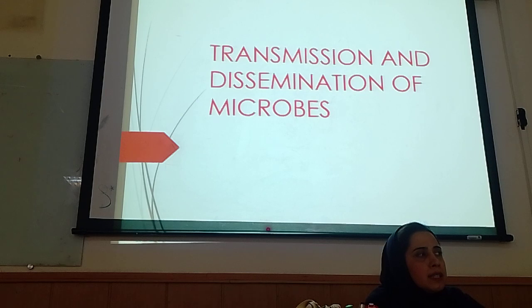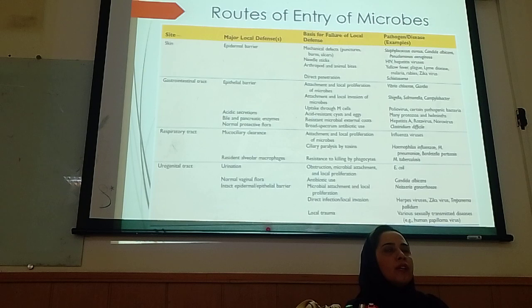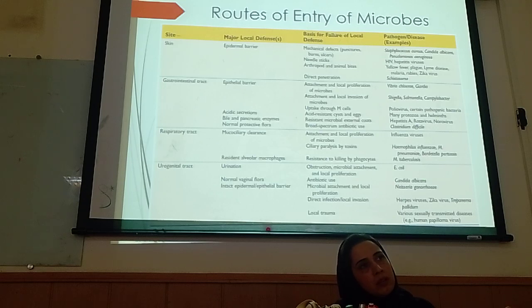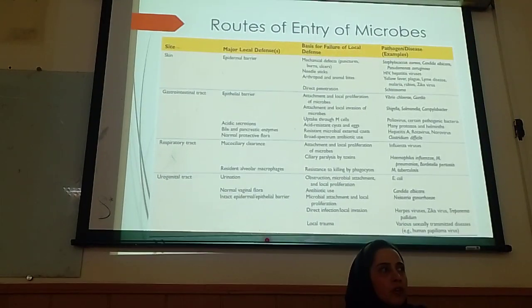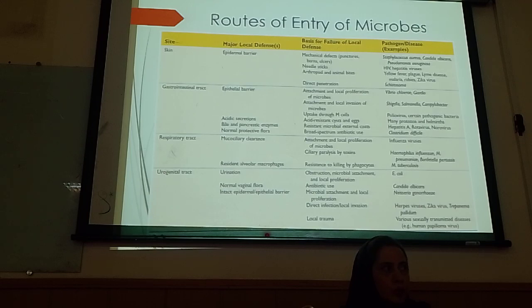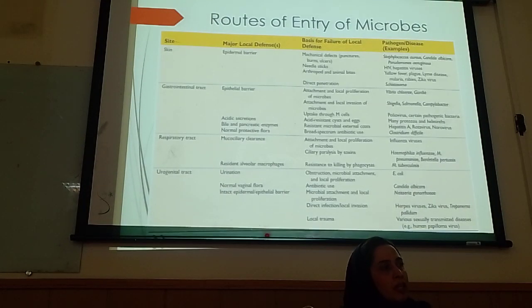Okay. The next section is how microbes are transmitted and disseminated. What are the routes of entry of microbes? Skin, nasal cavity, mouth, oral cavity, different skin and different mucosal linings. And we have some defenses against the microorganisms in each of these parts of the body. For example, in the skin we have epidermal barrier and some other defenses that I will tell you later. And in different parts, we have different defenses.